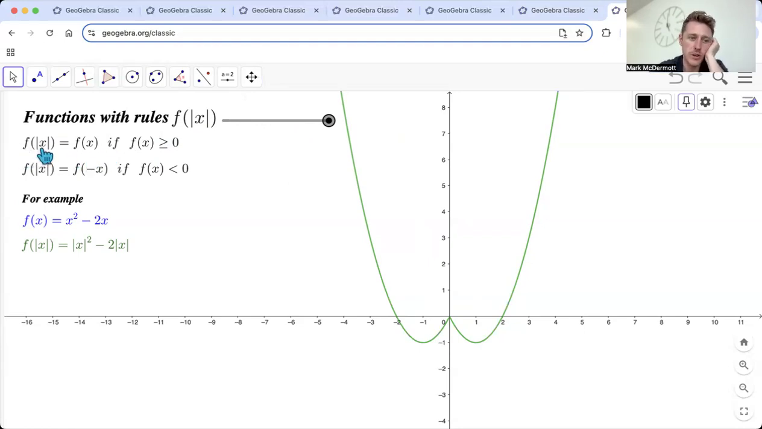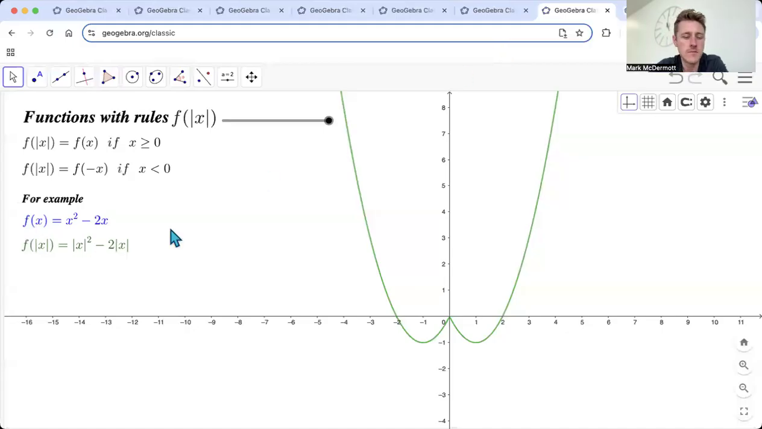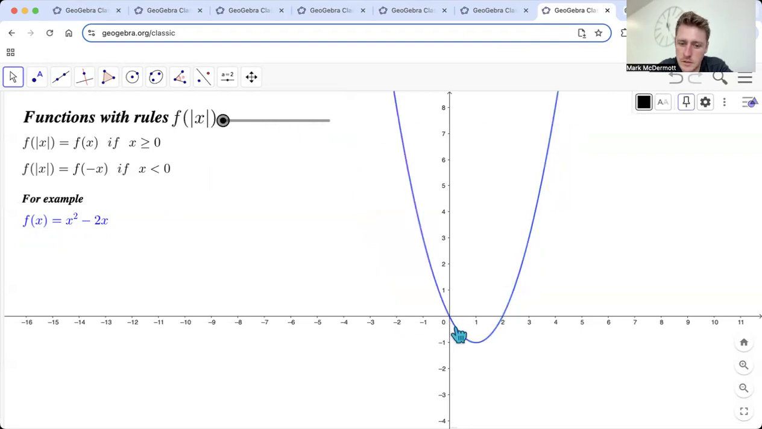F of mod x equals f of x if f of x is greater than or equal to 0. Okay, that looks better now. So I just copied it from the other one, but I needed to change this. So now we're interested in the input values, right? We need the input values that we're putting in, taking the absolute values of those. So f of the modulus of x equals f of x as long as x is greater than or equal to 0. So anything to the right of the graph stays the same. Anything where x is positive, you'll notice it's going to stay exactly the same. It's going to look like that.